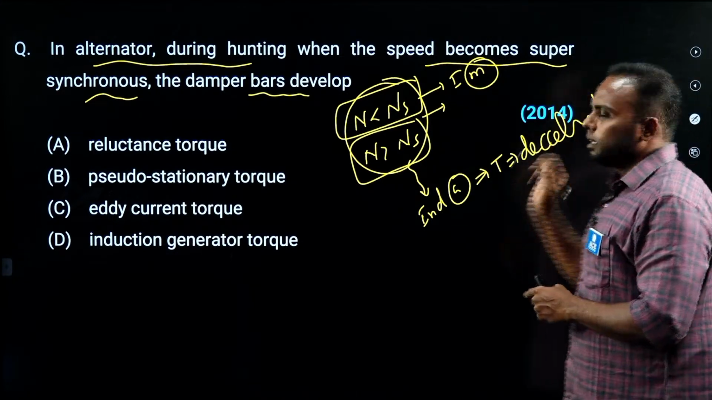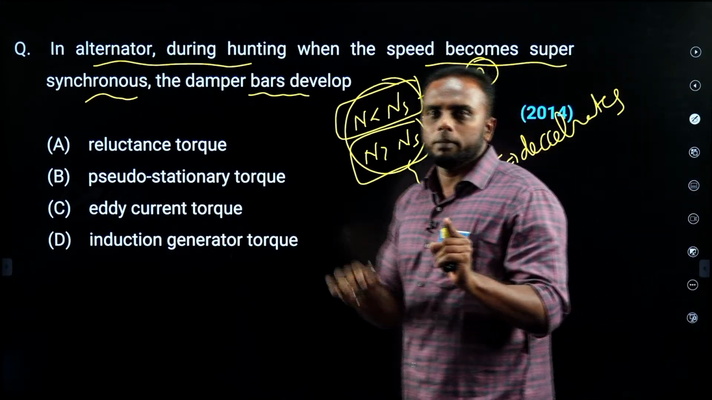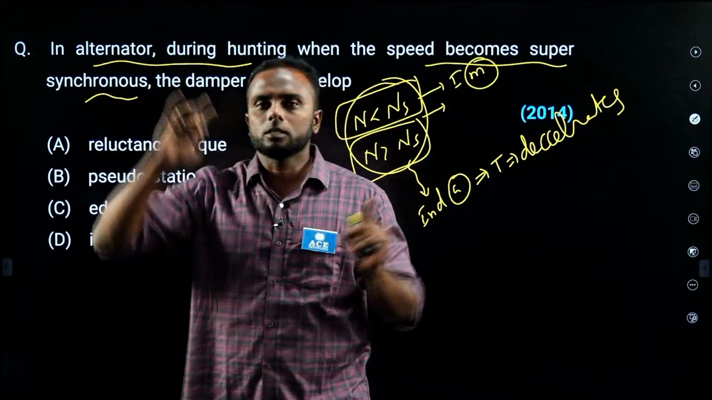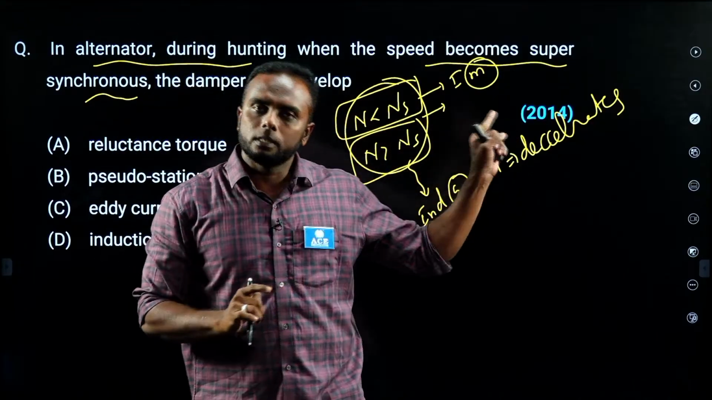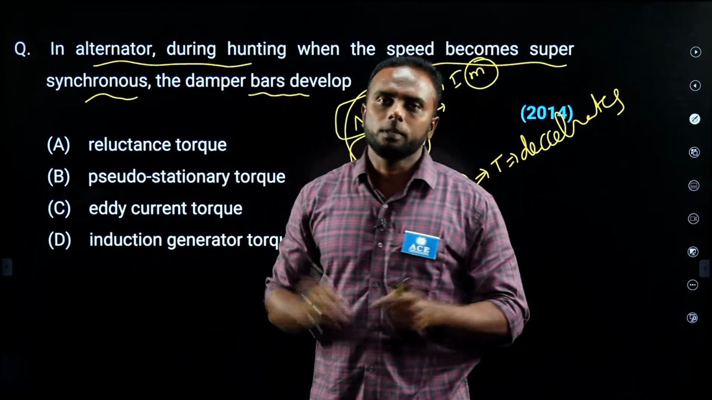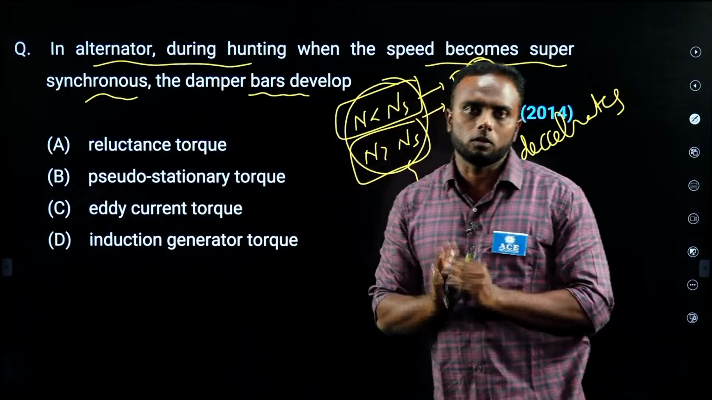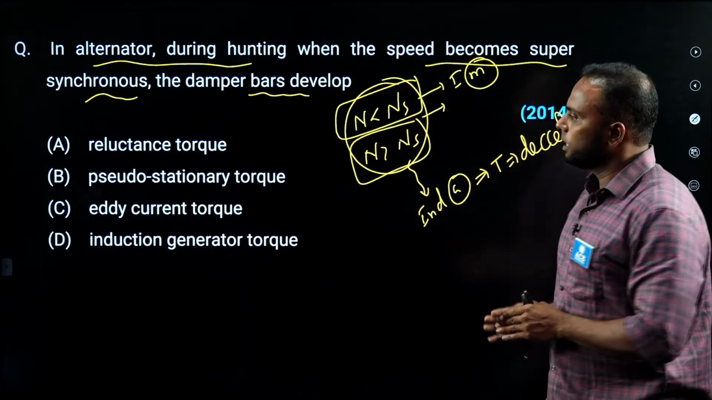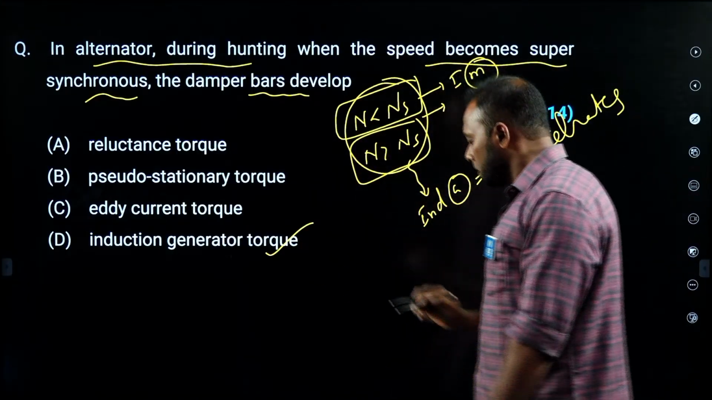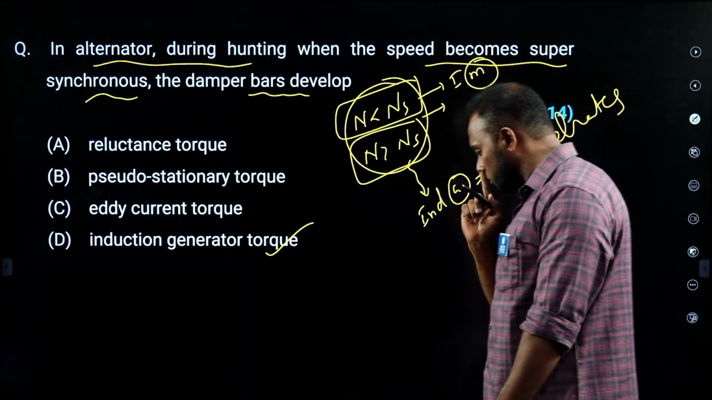This torque will decelerate the rotor because speed is very high. So because of this torque, the rotor's speed reduces and becomes synchronous speed, so that hunting is eliminated. So the answer here is induction generator torque. Next question.